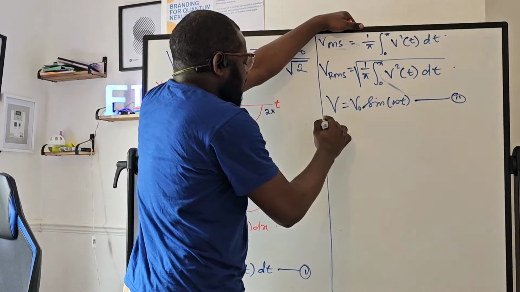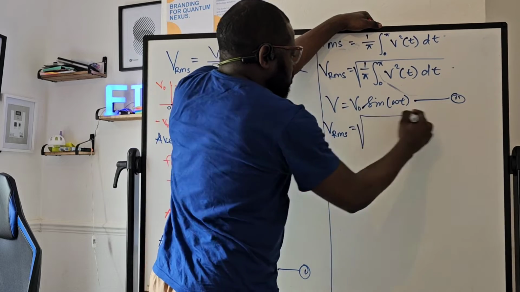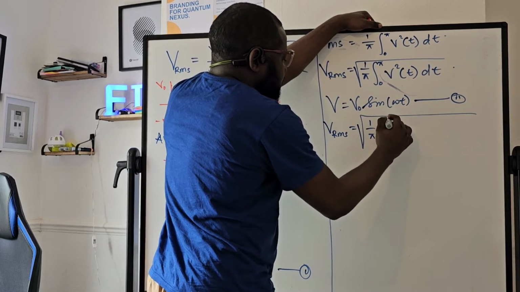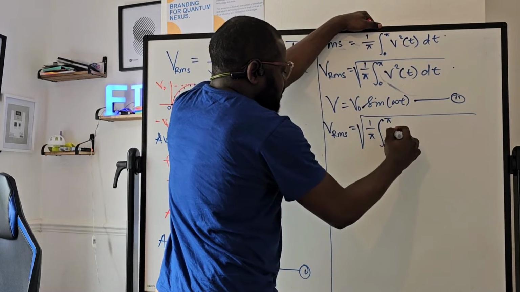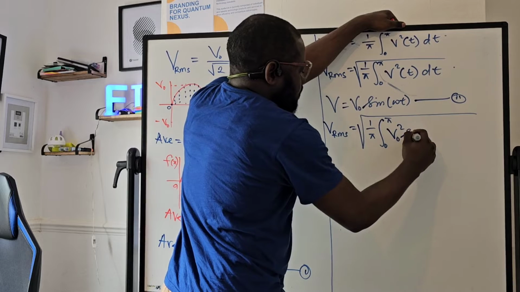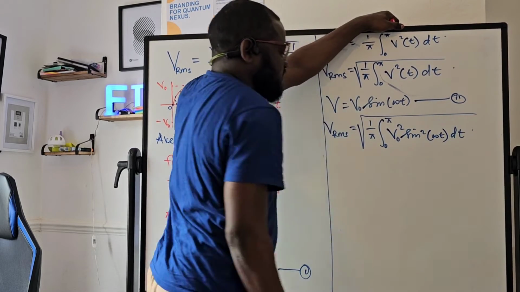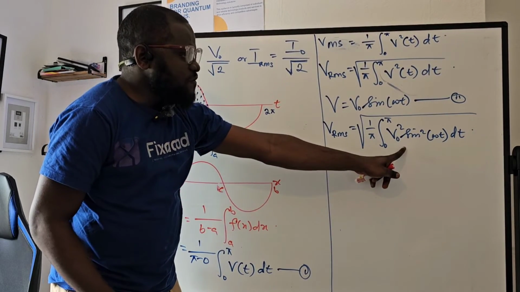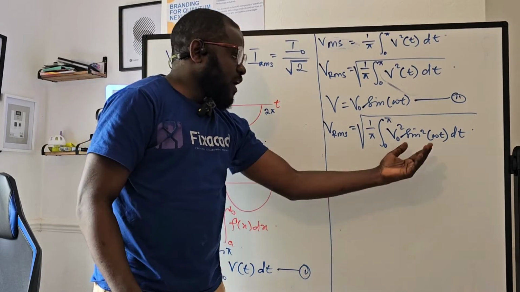And that will make the root mean square voltage equal the square root of 1 over pi, the integral from 0 to pi of, instead of V squared now, V naught squared sine squared omega t dt. Have you seen this now? Good. So if this is what we have right now, you can see that it's making sense now. We now have enough things to play with.